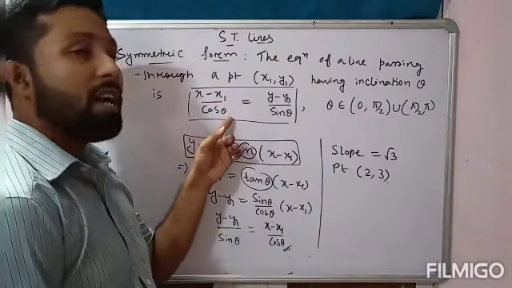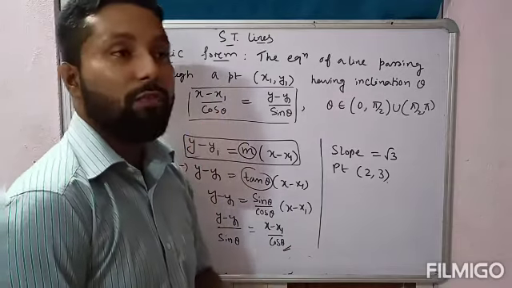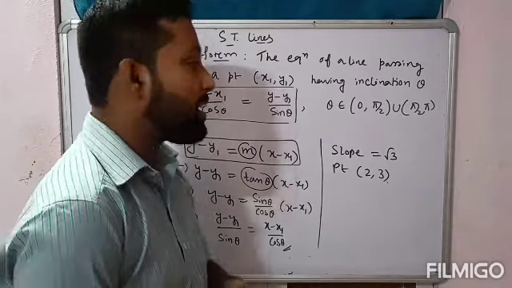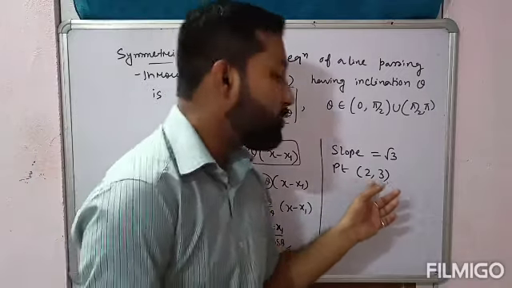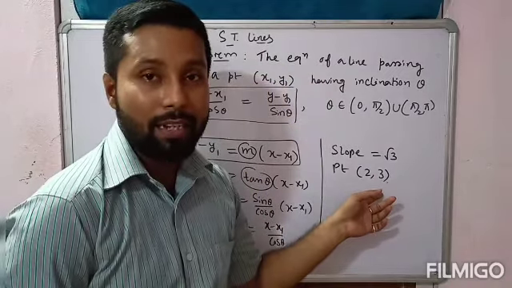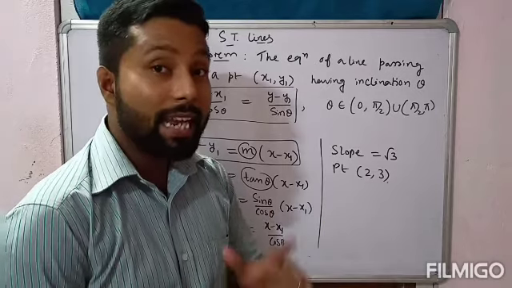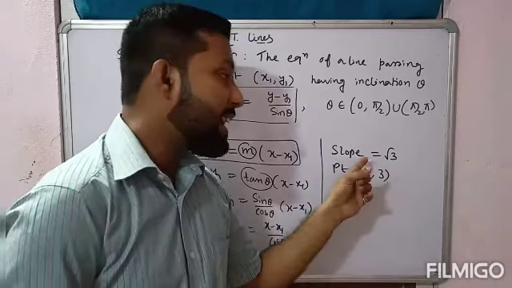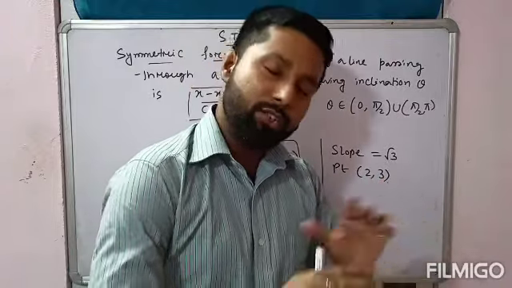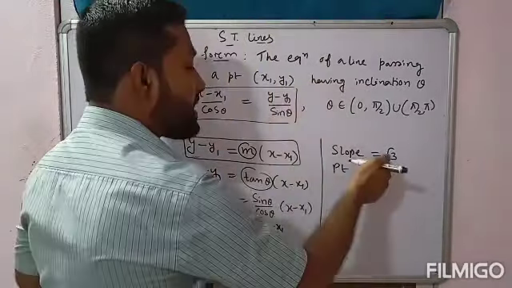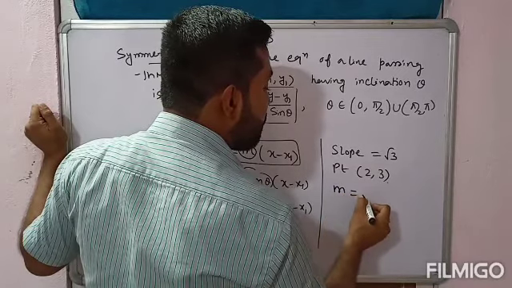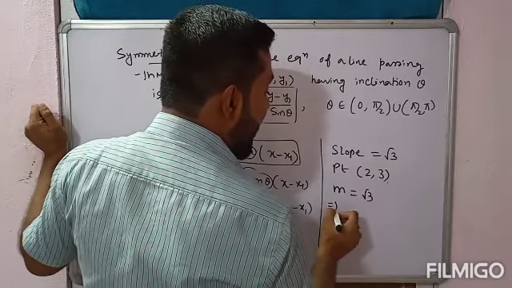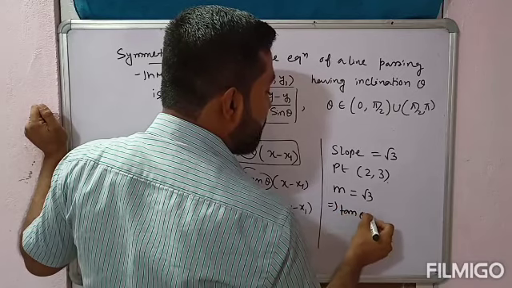So what is the formula? To find the equation of a line in symmetric form, the requirements are what? Theta and x1, y1. So x1, y1 we know, 2 and 3, right? But what about theta? Theta is not given in the question. Instead of theta, slope is given. So there is no problem. If slope is given, then we can easily find out theta. So slope m equal to root 3, and m means tan theta is equal to root 3.